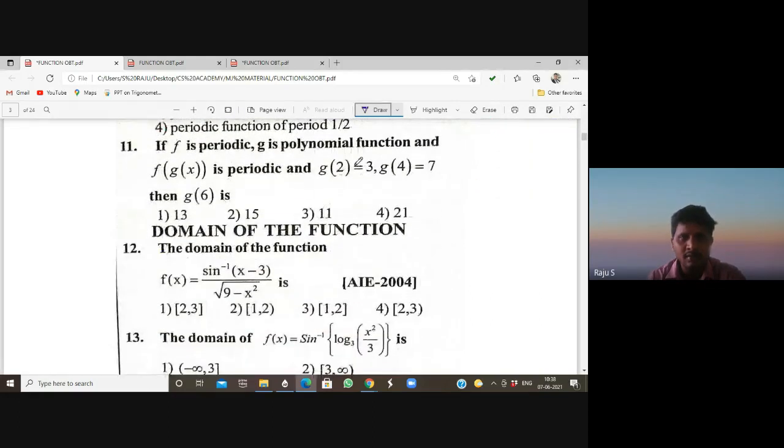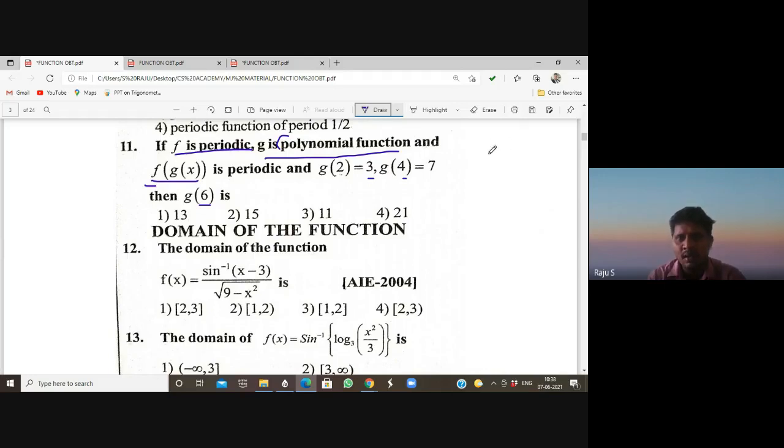And here, clearly the given function f is periodic. Fine. Then g is a polynomial function. Then f into g of x is periodic. And g of 2 is equal to 3 is given. g of 4 is equal to 7 is given. They ask me g of 6. So what have they given here?